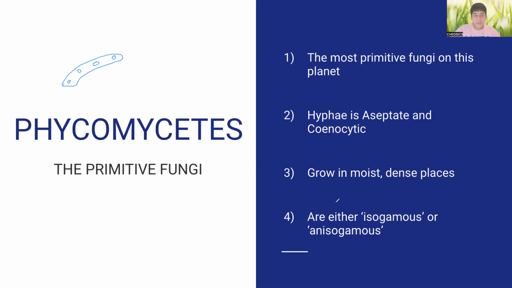And there's actually a total of 3 types of sexual reproduction that's present. It's isogamous, anisogamous, and oogamous.